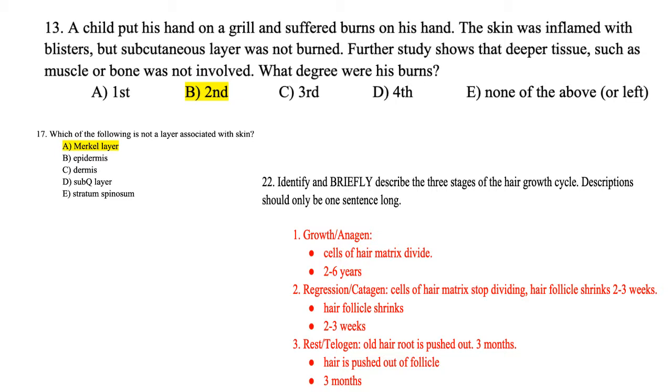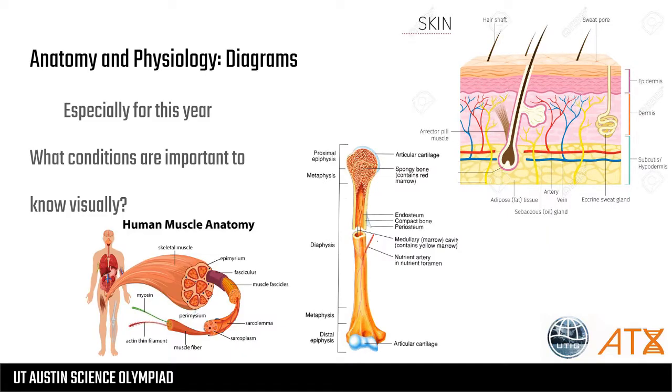And then you have easy questions like, which of the following is not a layer associated with skin? So you should have those on your diagrams or somewhere on your note sheet. And then, things like listing the hair growth cycle, listing different layers, stuff like that, you'll most likely see on the exam. Okay, diagrams are super important.